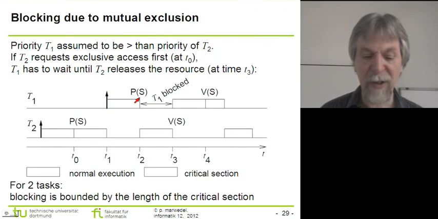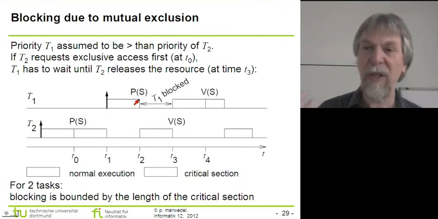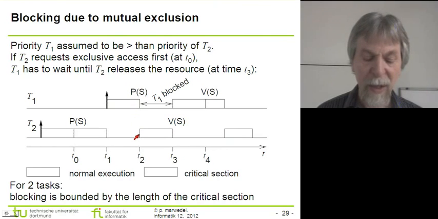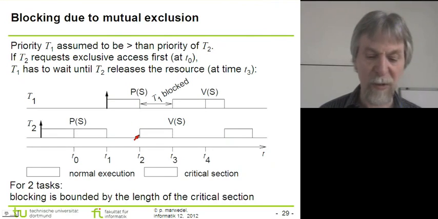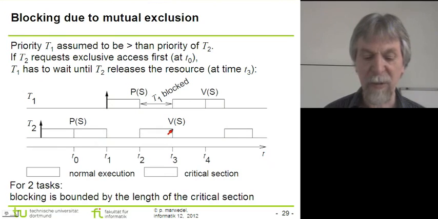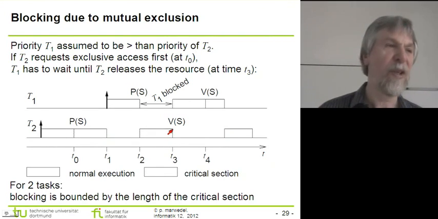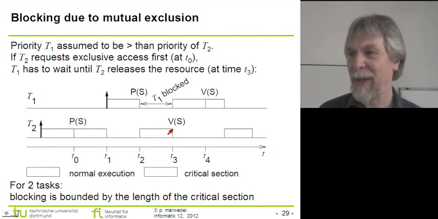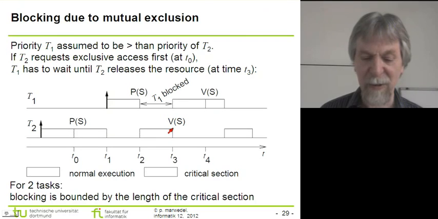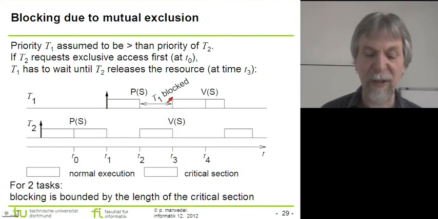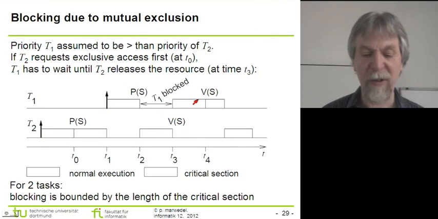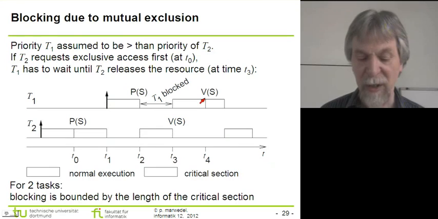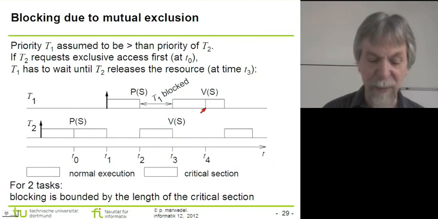Now since that resource is already granted to T2, we have to stop the execution of task T1 and resume the execution of T2, where T2 will then execute for some time. Finally, hopefully, there is a release of that resource. If not, we are in deep trouble anyway. So we assume that there is a release of that resource, and at that time, we can wake up T1, and T1 can execute its critical section and finally release that resource as well.